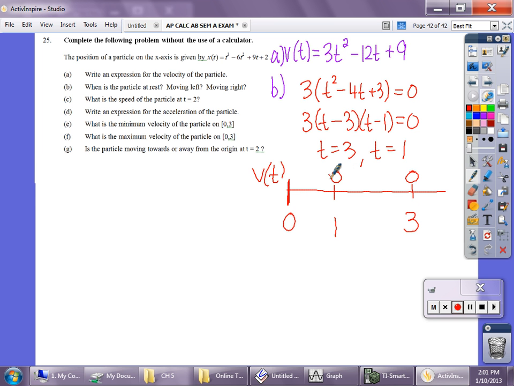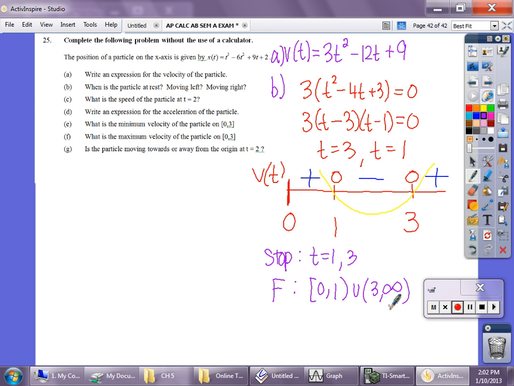This is a parabola facing up. So here's what it would look like. Therefore, the signs would be plus, minus, plus. And so I am stopped at t equal to 1 and 3. I'm moving forward from 0 to 1, union with 3 to infinity. I'm moving backwards from positive 1 until 3.